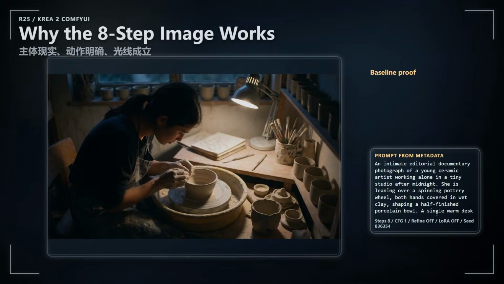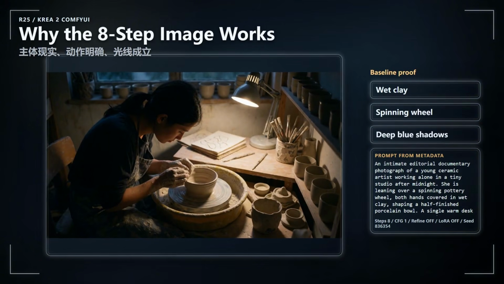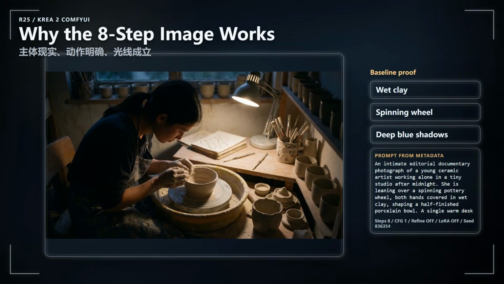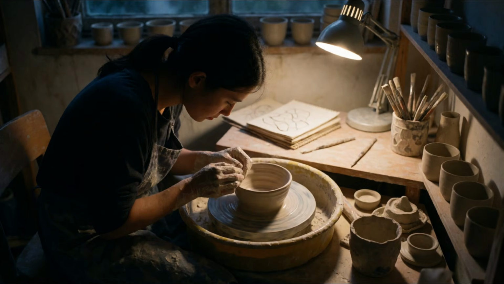In the scene, there is a young ceramic artist making ceramic artwork in a small studio at midnight. There are a lot of details here. His hands are covered with wet clay. There's a spinning pottery wheel in front of him, a half-finished ceramic bowl, a warm desk lamp beside him, and in the background there are shelves, cups, sketchbooks, brushes, and traces of clay. So overall, the composition is relatively complex. Take a look at the result.